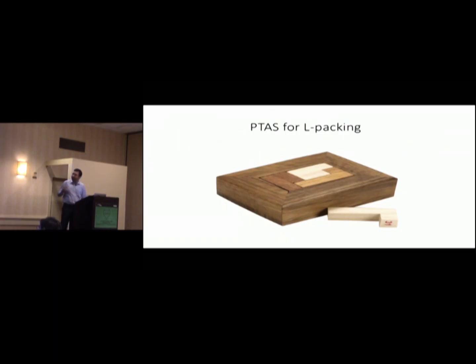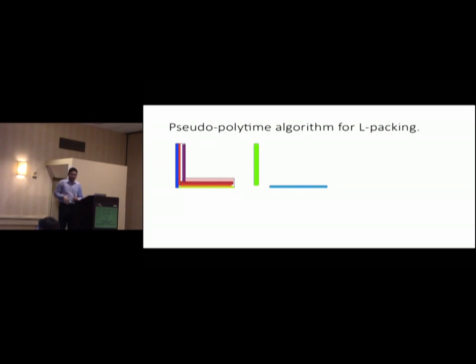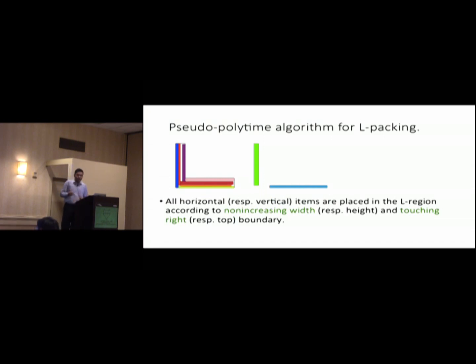First we give a PTAS for this L packing problem. In fact, it's not very hard to see a pseudo-polynomial time algorithm for L packing. So consider an instance of L packing and some optimal packing. Now one can assume that all horizontal items are placed according to non-increasing width, and they are also touching the right boundary. And similarly, for the vertical items, we can assume they are placed according to non-increasing height, and they are touching the top boundary. So like this.